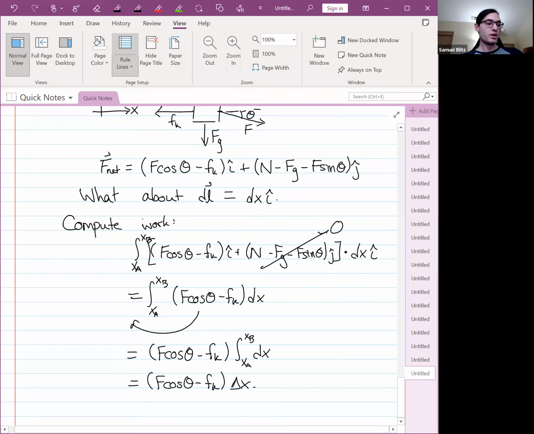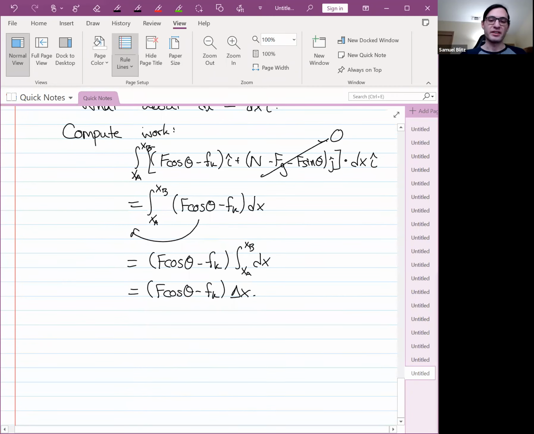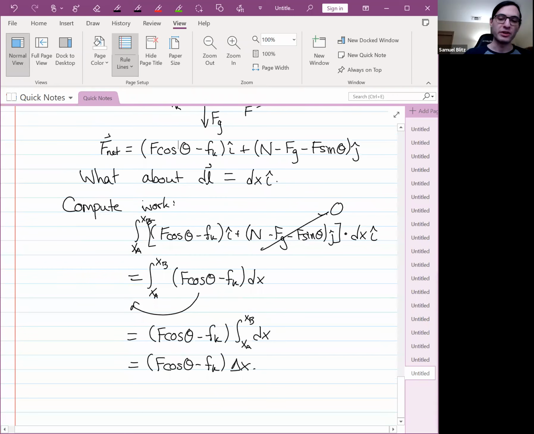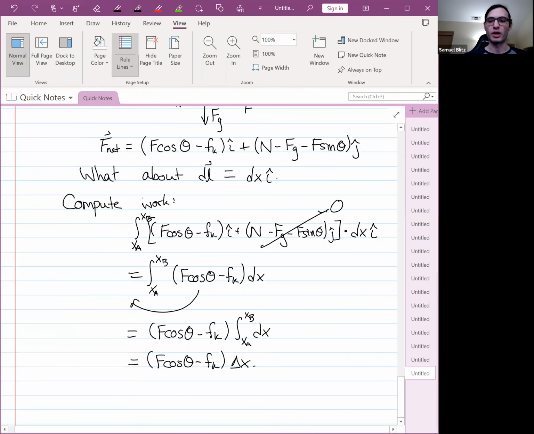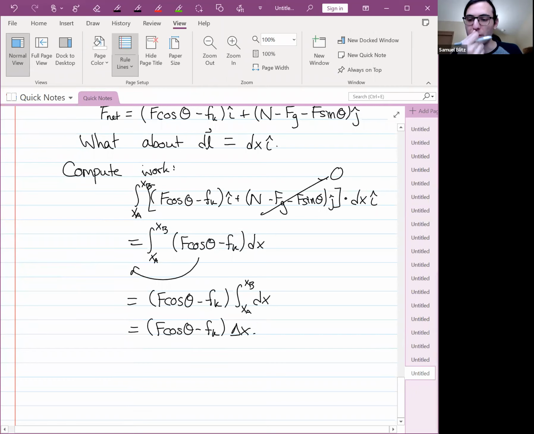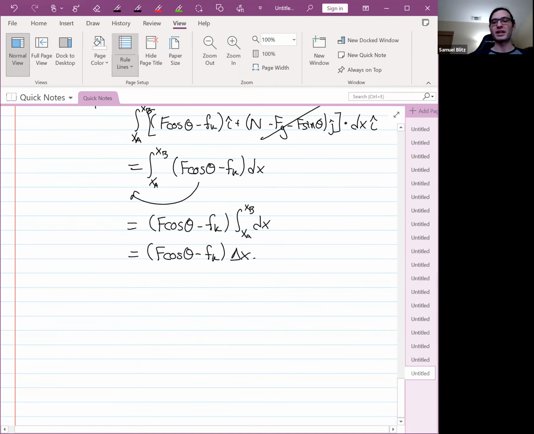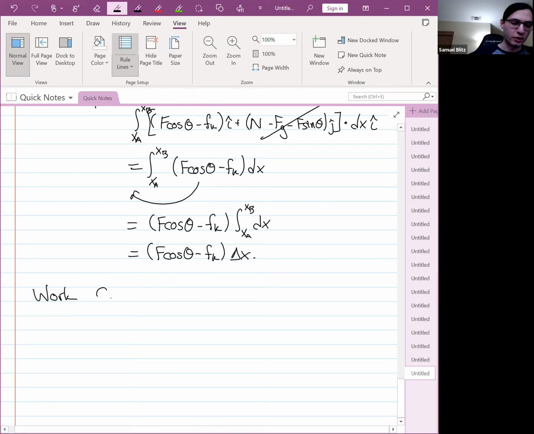Right. So already we're seeing that some forces just didn't contribute. We saw that the normal force and the gravitational force, neither of them contributed to the work done. The other forces were constant and we moved them out of the integral. So in fact, it turns out that you can break this down even further by talking about the contribution to the work done by individual forces.